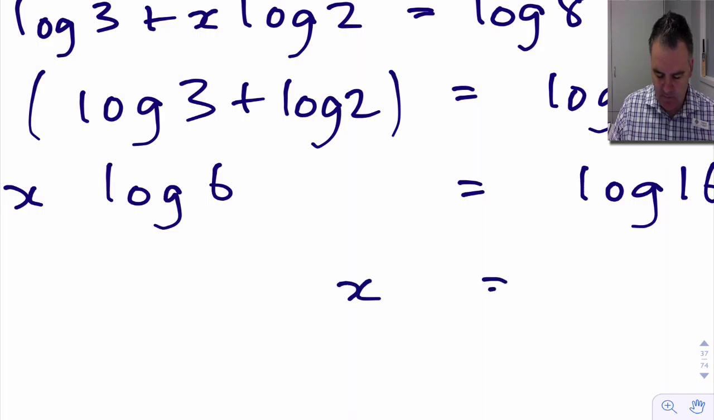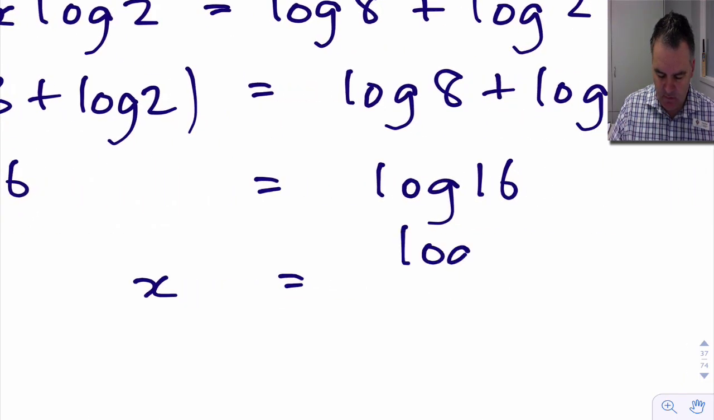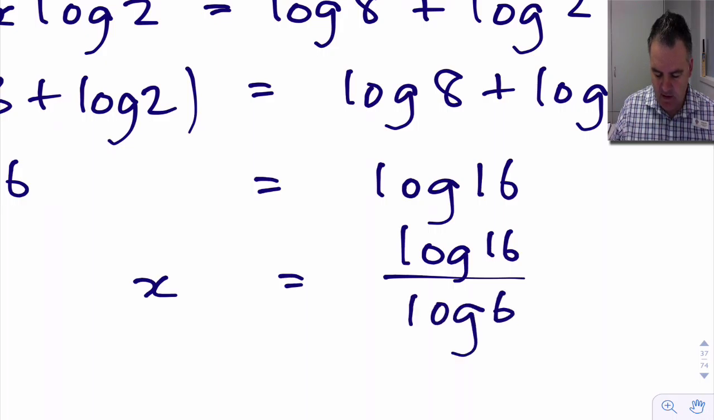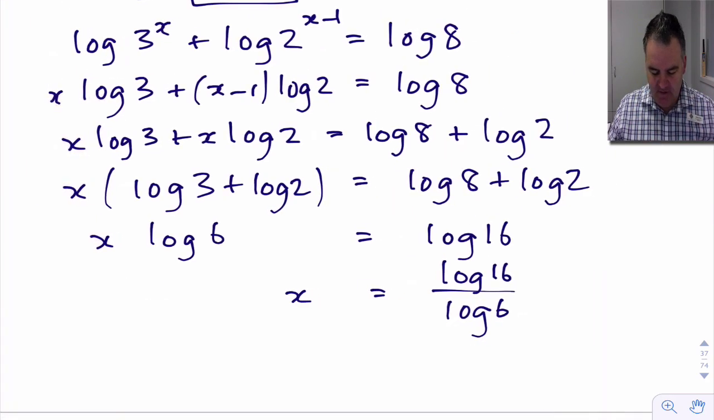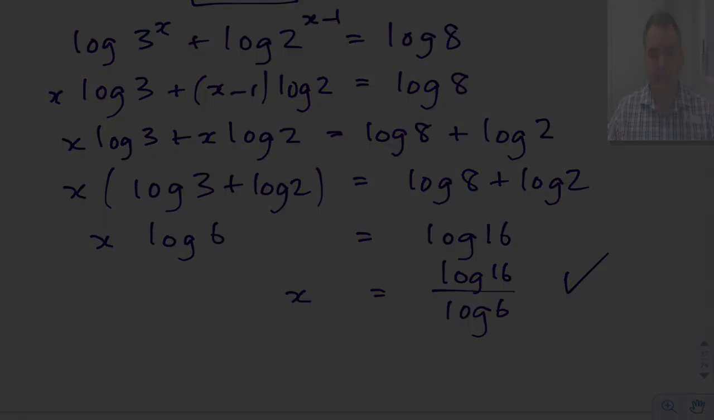So x is log 16 over log 6, and that, remember, is not log 16 over 6, different thing, so I can't subtract those. That is the simplest way you could write that one. You could then get your calculator out and work out what that was exactly if you have to. But again, you could be asked what's the answer to that and leave it in that form like that.